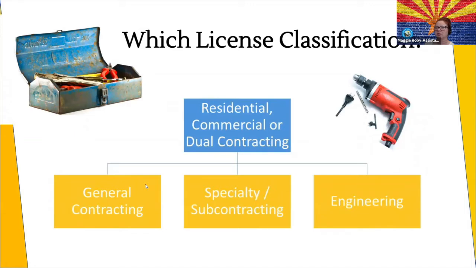The next thing you're going to need to determine is which license classification you are going to be applying for. So we do have quite a few different license classifications. They're going to be divided by whether that work being performed is going to be residential work, commercial work, or you can also obtain a dual classification, which is going to be a combination of the residential and commercial. Once you've determined which classification as far as residential or commercial, then you need to look at the scope of work that you're going to be doing. We do have a list of our license classifications and the descriptions on our website.